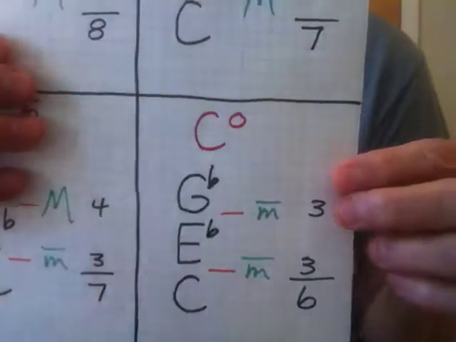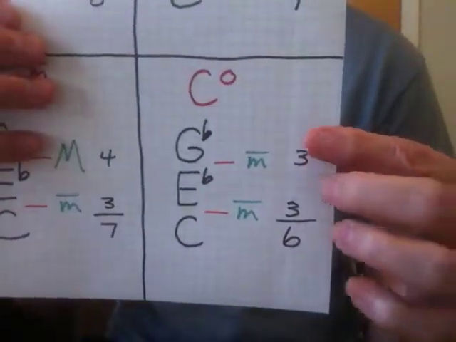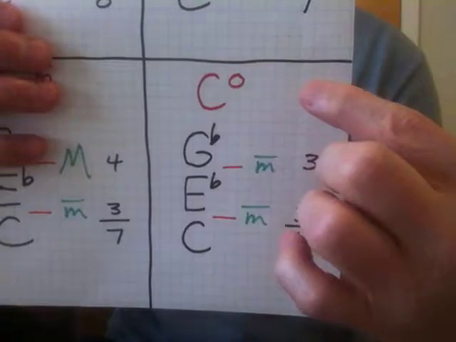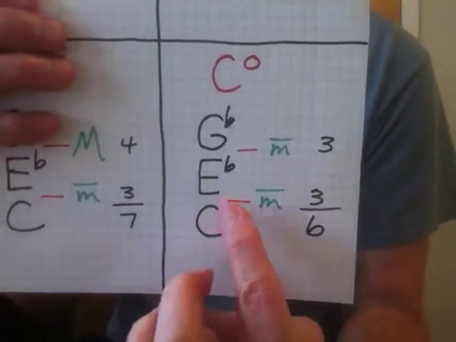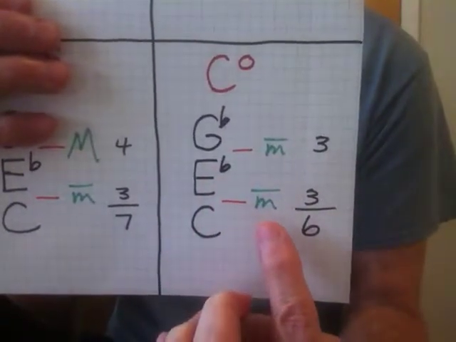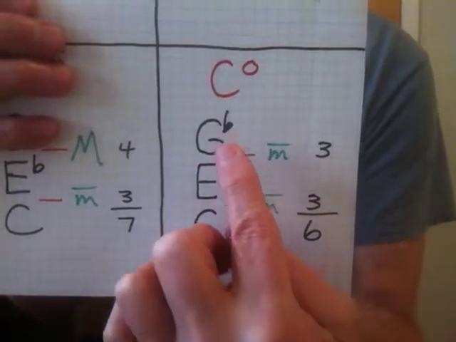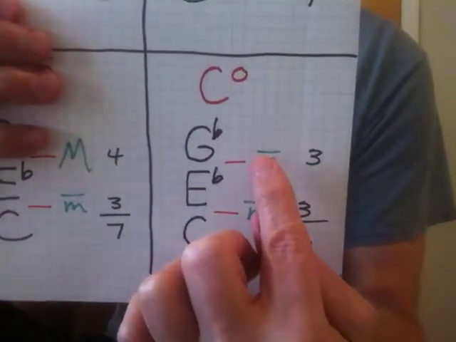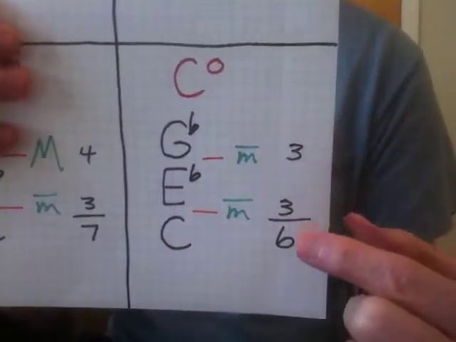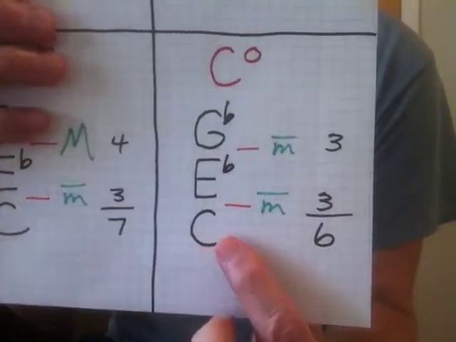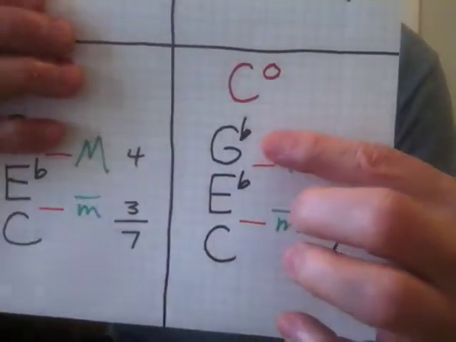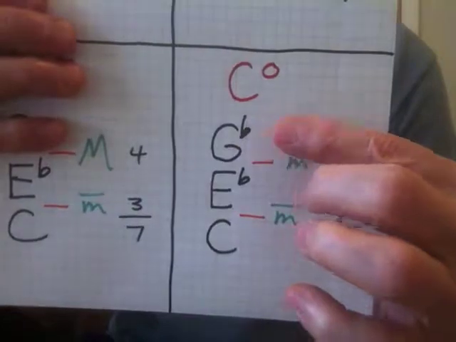And here is the C diminished chord. It's a C diminished bass chord. And from C to E flat, you have a minor third. And from E flat to G flat, you have another minor third. So in total, you have only 6 half steps from your root to your fifth in the chord.